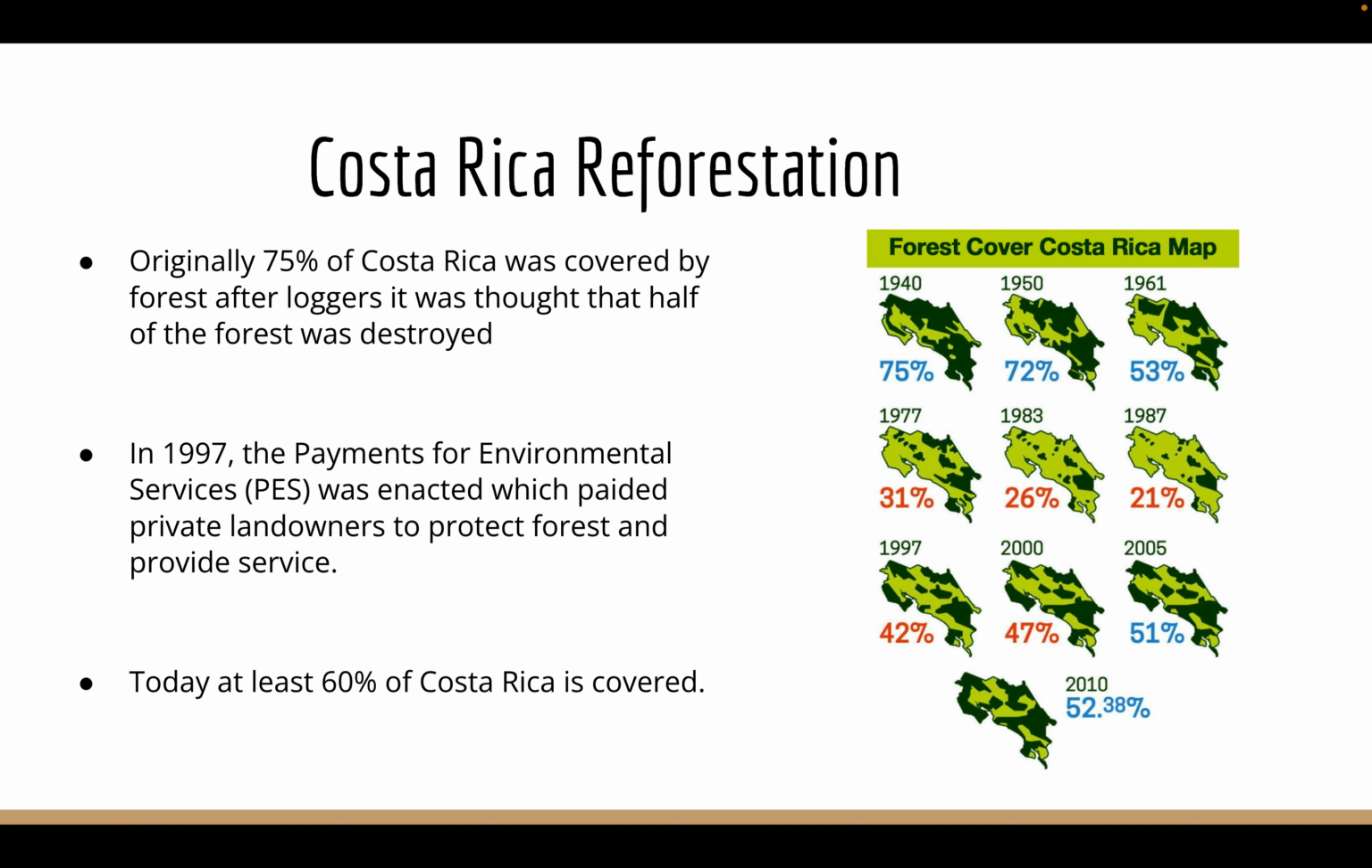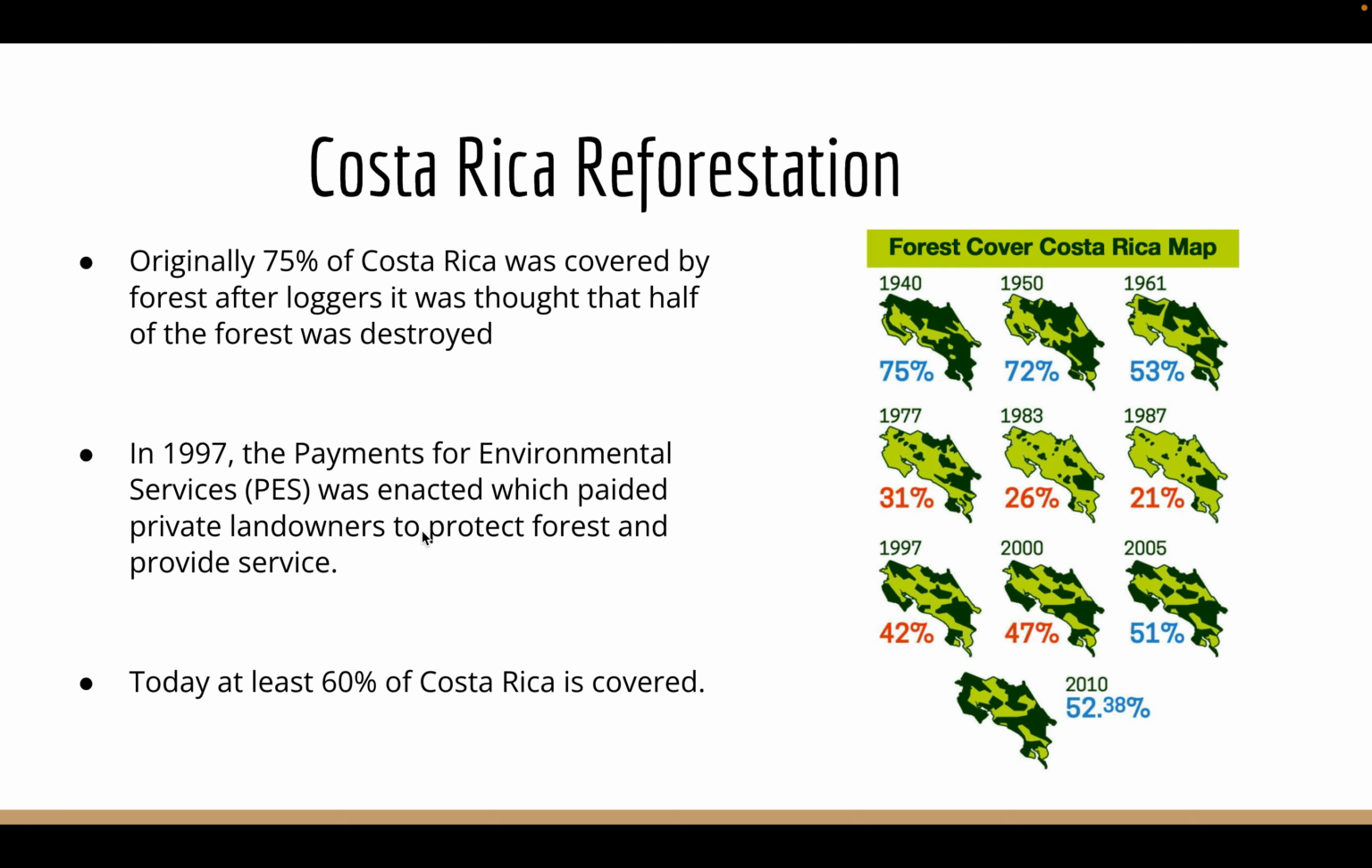Like for example, in Costa Rica, originally in the 1940s and 50s, 75% of Costa Rica was covered in forest, but then loggers came and started chopping down the trees. And so the forest biomass in Costa Rica was diminished to as low as 21%, as you can see by my figure over here.